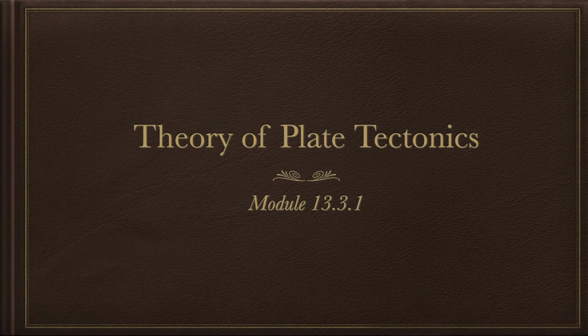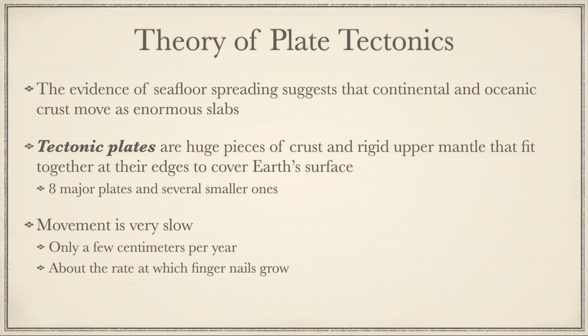Theory of plate tectonics. So, the evidence of seafloor spreading suggests that continental and oceanic crust move as enormous slabs. Tectonic plates are huge pieces of crust and rigid upper mantle that fit together at their edges to cover Earth's surface, and there are 8 major plates and several smaller plates.